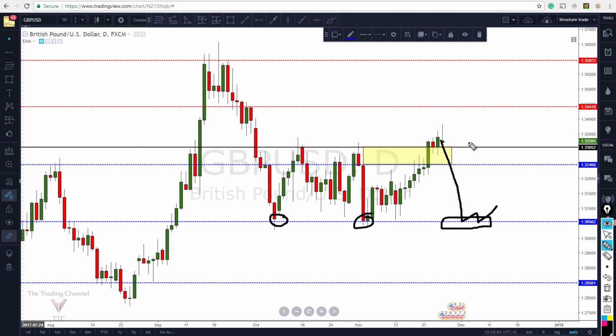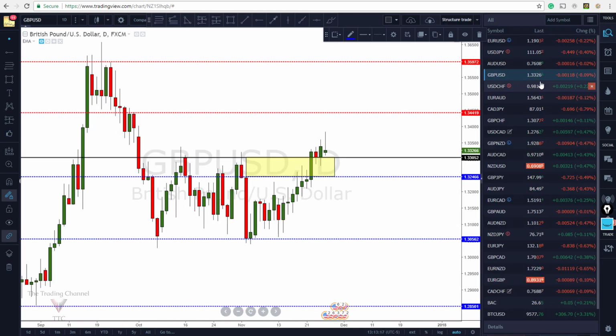So as for the immediate future on the pound dollar, we're looking for either this market to pull back into our zone, give us some kind of long opportunity here at the trading channel, or if we see this market continue up, we'll be looking for long opportunities on lower time frames until we get to the 1.344 level here on the pound dollar. Let's go ahead and move on to our next pair now, which is going to be our final pair of the video, the dollar Swiss.